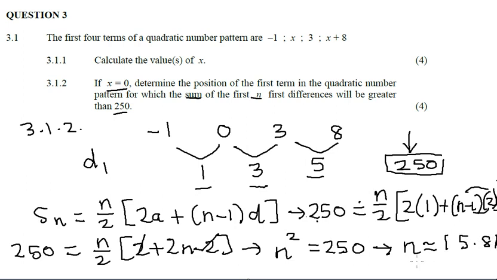And if I round this off to the nearest whole number, it's approximately 16. So that means effectively I have to add approximately 16 terms to get close to a sum of 250. But the question wants the position of the first term that comes after that in the quadratic number pattern, so that should be the 17th term. So T17 will be the first term in the quadratic number pattern for which the sum of the first differences before that will exceed 250.